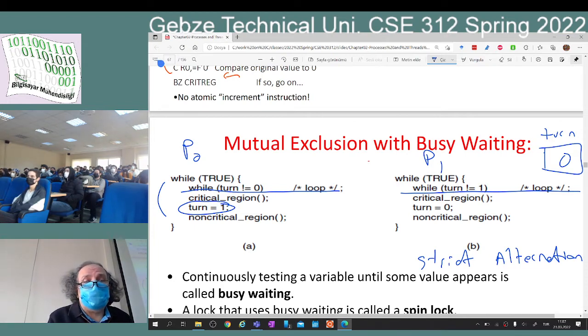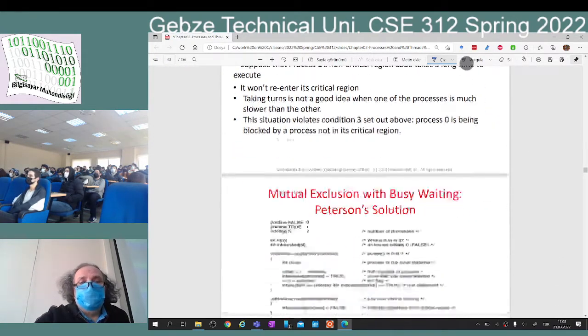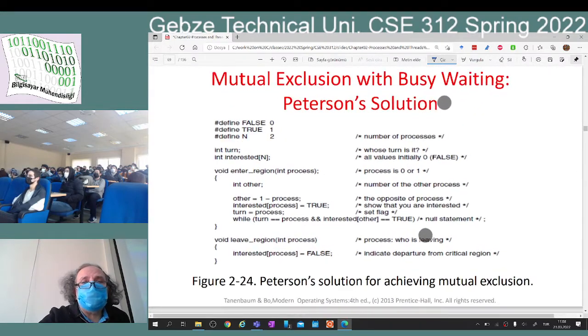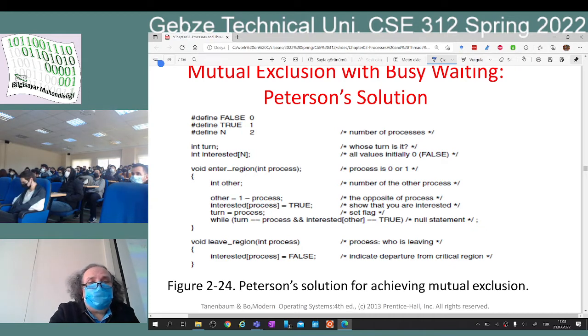So it is easy to generalize this into more than two process multi-threading. But again, the same problem will be valid there. Let's look at the solution. Peterson's solution is again easy, and this one won't have any problems about rule number 1, 2, 3, or 4. A little bit more data is used in this case. This is what we are going to do: enter region and leave region. Whenever you are entering your critical region, you call this function with your process number, and whenever you leave your critical region, you call this function with your process number.